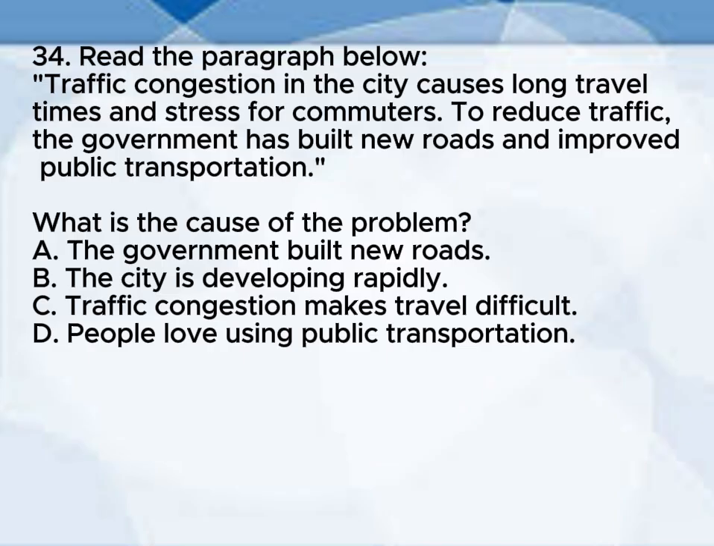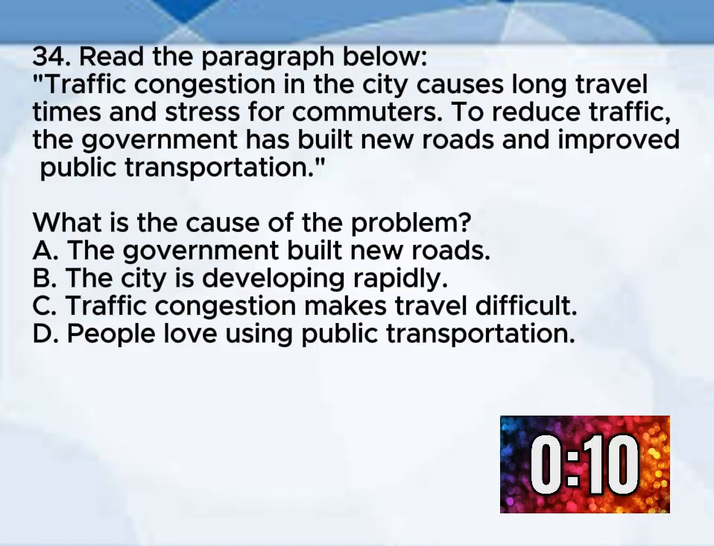Read the paragraph below. Traffic congestion in the city causes long travel times and stress for commuters. To reduce traffic, the government has built new roads and improved public transportation. What is the cause of the problem? A. The government built new roads. B. The city is developing rapidly. C. Traffic congestion makes travel difficult. D. People love using public transportation.